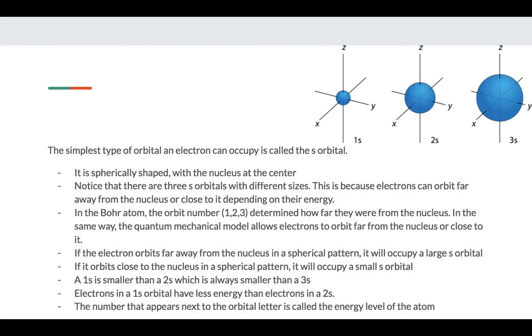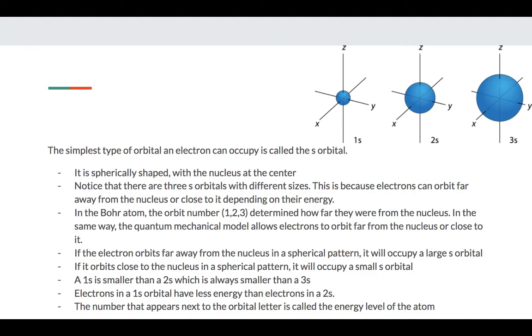So if the electron orbits far away from the nucleus in a spherical pattern, it will occupy a large s orbital. And if it orbits close to the nucleus in a spherical pattern, it will occupy a small s orbital, like a 1s. So a 1s is smaller than a 2s, which is smaller than a 3s. And electrons in a 1s orbital have less energy than electrons in a 2s orbital.